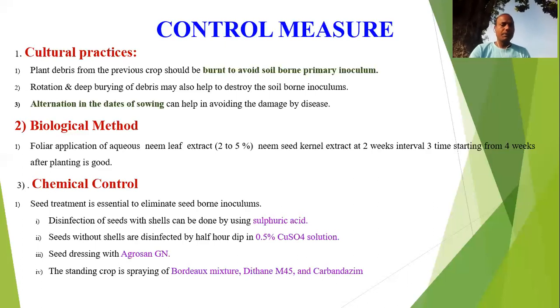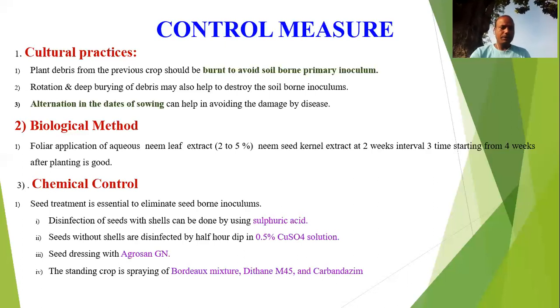Now last is chemical control. Seed treatment is essential to eliminate seed-borne inoculum. Before the sowing period, we have to apply some fungicides or chemicals to the seed. Then the seeds are kept in the light for 15 to 20 minutes or half an hour. Then the seeds can be sown. That is to avoid the chances of infection.